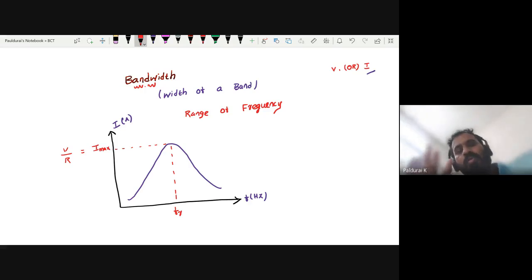Now, how to measure bandwidth? Where you will measure? Everyone knows Tamil, right? Everyone knows Tamil. Any other state people? I'm going to tell one statement in Tamil.